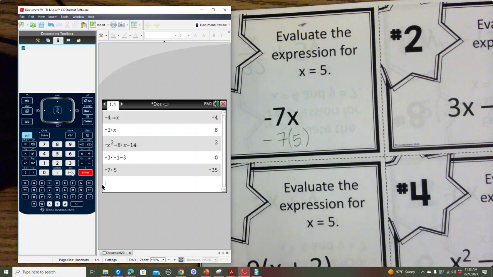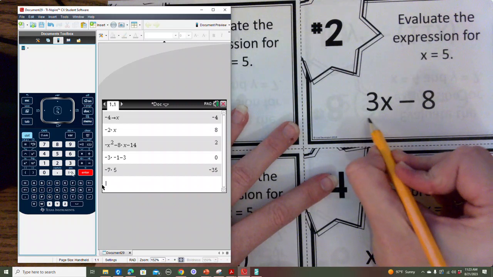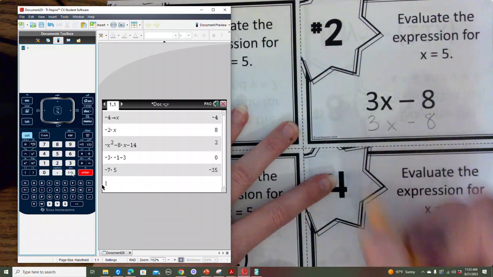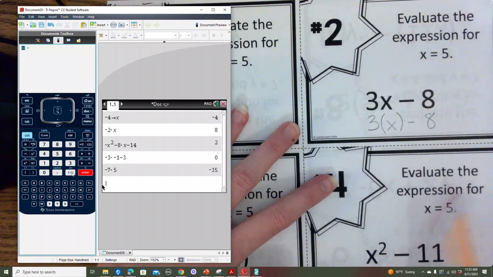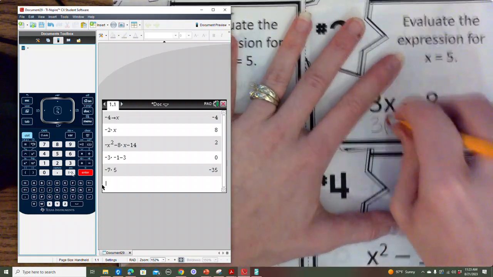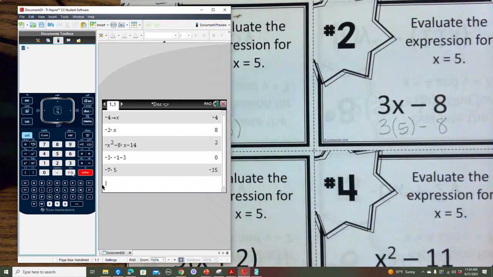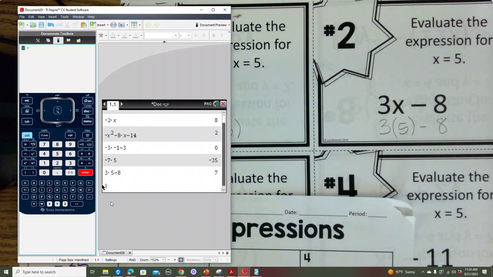All right, number 2. So rewrite my expression. Again, you can kind of see I'm giving myself some spaces, some gaps. Put parentheses around my x, swap out my x for a 5, and then type it in my calculator, parentheses and all. And I get a 7.